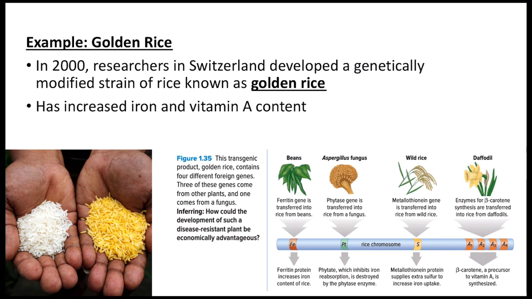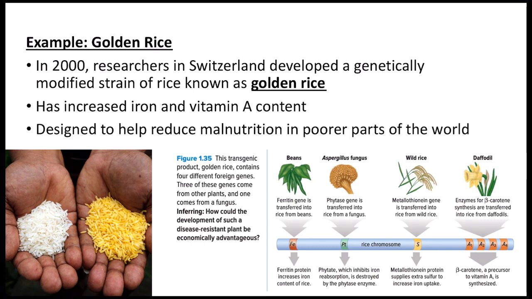Another example is golden rice. It is called golden because you can see it's visibly much more yellow than standard white rice. So in 2000, researchers in Switzerland developed a genetically modified strain of rice known as golden rice. Golden rice has an increased iron and vitamin A content, and it is designed to help reduce malnutrition in poorer parts of the world. So the idea was that rice is easy to grow. If you can get more nutrients from rice, then you can have people being fed nutrients easier.